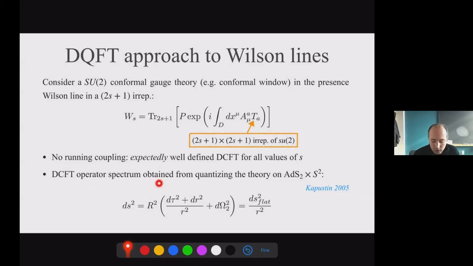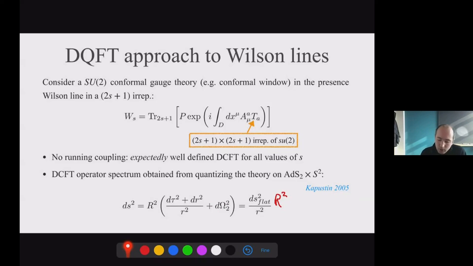Another point which is convenient is that it's useful to think of this problem not in flat space, but on AdS2 times S2. For a conformal field theory, this doesn't make any difference, of course, because this is just a Weyl rescaling of the flat metric. Sorry, there should be a capital R here. And the metric in some coordinates looks like this. This is the sphere metric, and this is the AdS2 metric. And R is the radius of both the AdS2 and the sphere. The radius must be the same, otherwise it's not conformally equivalent to flat space.